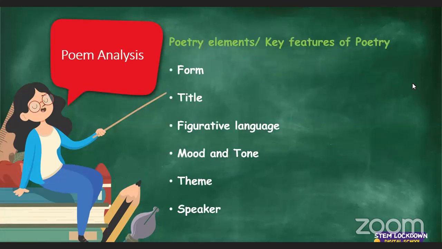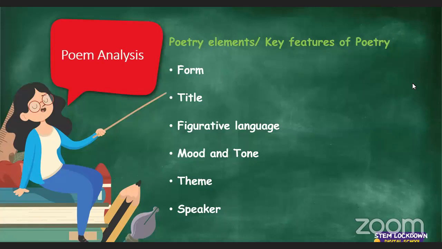Okay, so last week we spoke about poem analysis and we said poem analysis is the process of breaking the poem down into important parts, okay, and explaining how they work together to create an effect or meaning. So those important parts or elements are form, title, figurative language, mood and tone, the theme, and the speaker.